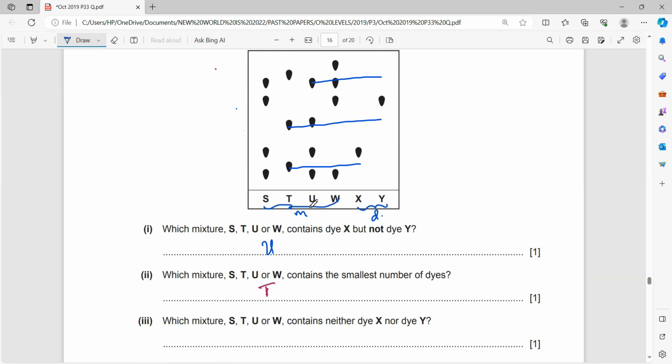Okay. What about U? We already said U has X. And W should have Y. This is W. W has Y. So T is the best choice. That's how you could solve that question. It's a little bit tricky with so many spots on your chromatogram. So that's that.